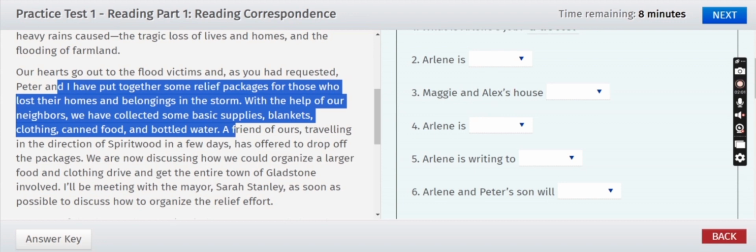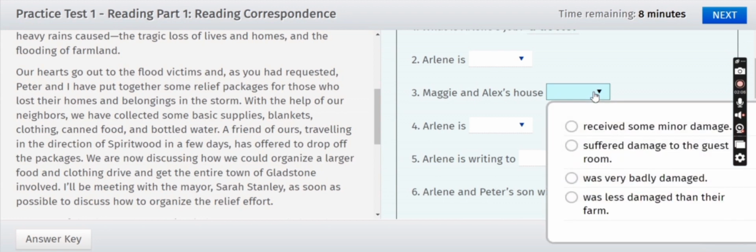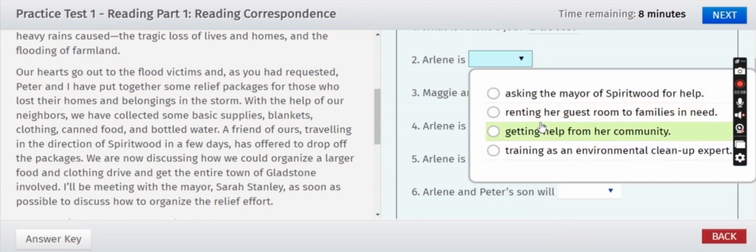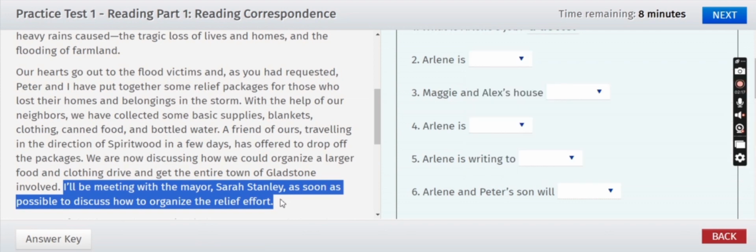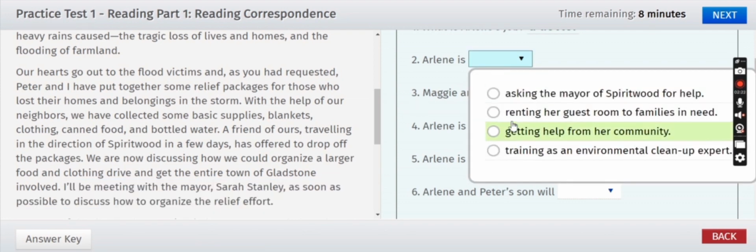So you can be sure of that option, but if you look at the first option, asking the mayor of Spiritwood, you can see something related to that in the last sentence: meeting with the mayor, Sarah Stanley. That is slightly confusing. Now, how do we get rid of this confusion? Because we are left with A and C.